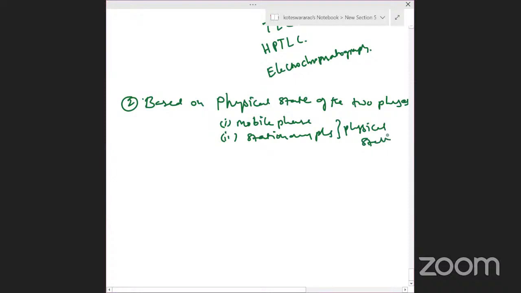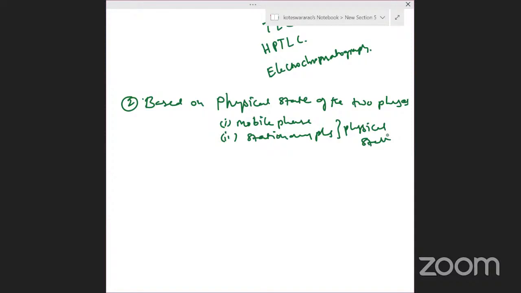This is a more fundamental classification of chromatography methods. It is based on the physical state of the mobile phase and stationary phase, that is, whether the mobile phase is liquid or gas, and whether the stationary phase is solid or liquid. Generally, the stationary phase will not be a gas, and the mobile phase will not be a solid.